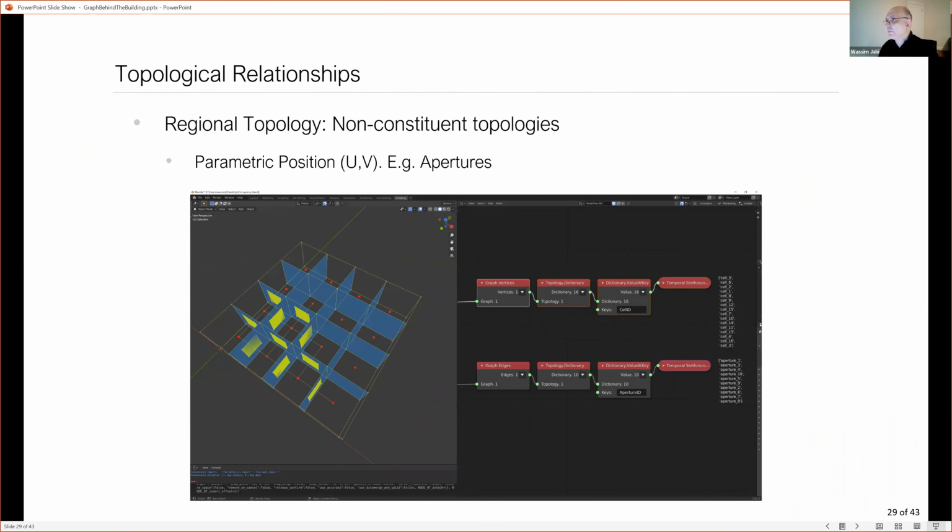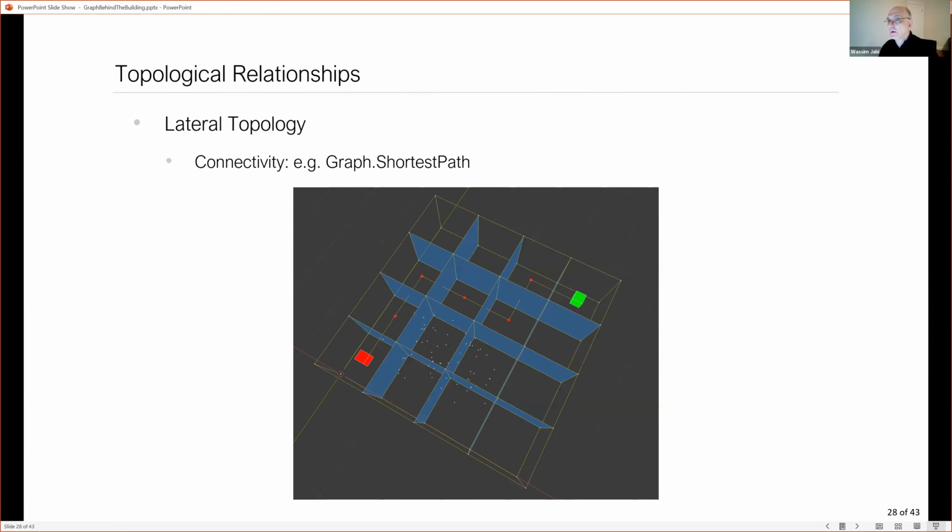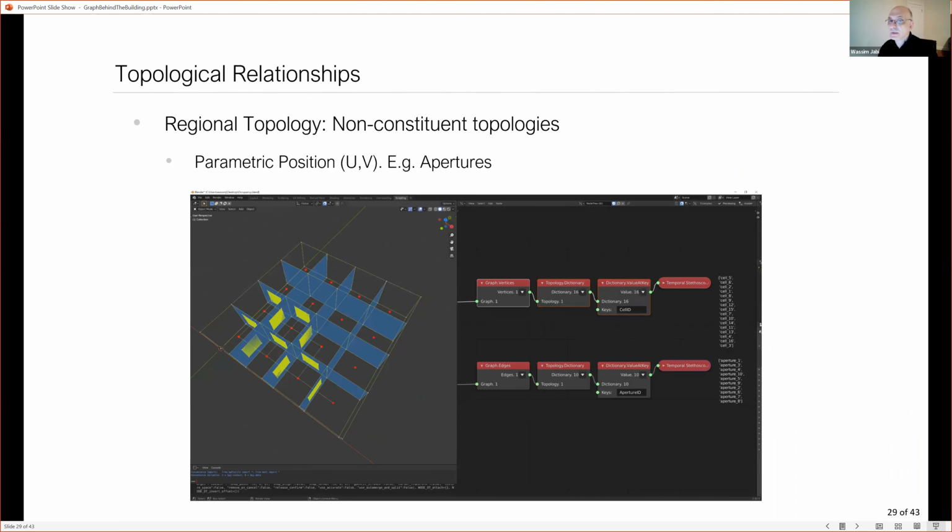Also, we have this idea of apertures. So as you can see here in this one, we were going through surfaces, through walls, excuse me. But what if we wanted to go only through doors? Obviously, we don't want to go through walls. So these yellow things are basically apertures, a special class in topology called aperture that you can add to a surface, and therefore you can find paths that only go through apertures.